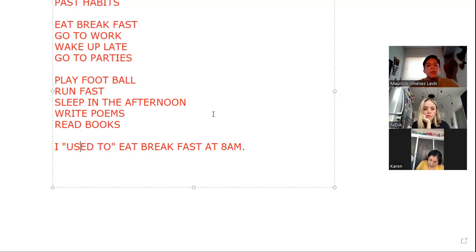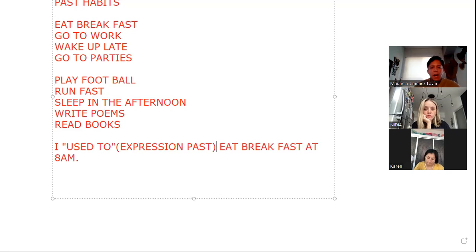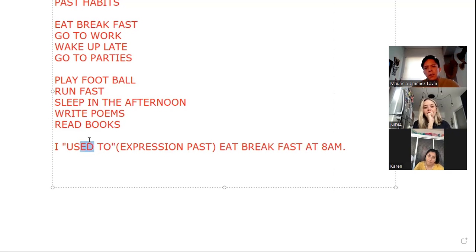Correct. So when we use used to, we are referring already to this expression. It's already in the past. Why in the past? How do you know it's in the past? Yes. This is a verb that is regular and the ending is with ed. I used to. So every time I'm referring to a past habit, I have to use used to.